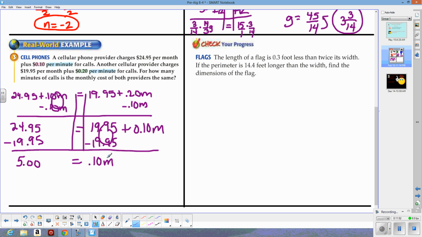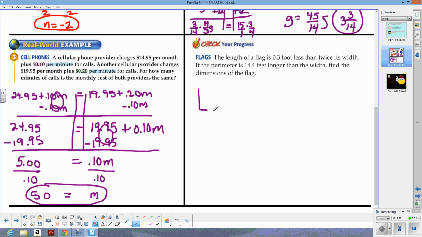Then to get this to be just m, instead of multiplying by 10 cents, we're going to divide by 10 cents. And m is going to end up equaling 50 minutes. At 50 minutes, the two plans will cost the exact same amount. At this point, you could stop the video, or you could try this last one on your own. It's kind of a tricky one, though.